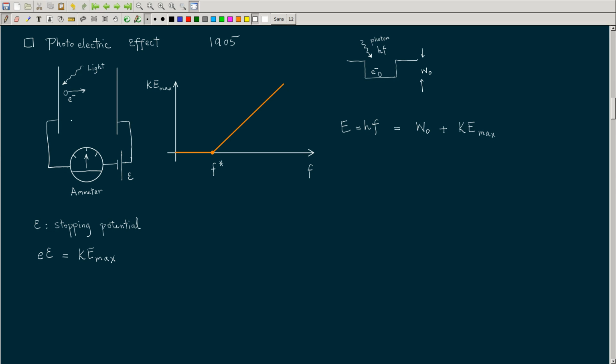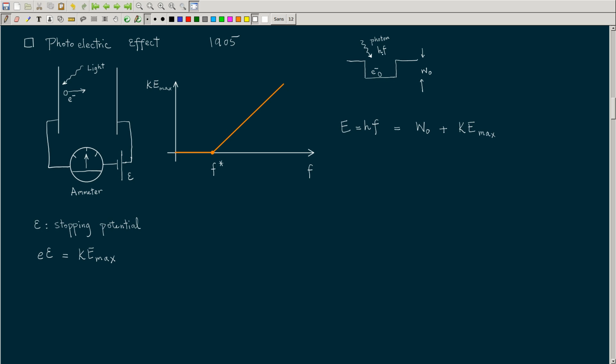Historically, people couldn't understand the photoelectric effect because when they shone light on a piece of metal, they saw electrons coming out, but only at a specific frequency. They found out that it depends on frequency, but not on intensity. If the frequency is lower than this f star, no electron comes out. But as long as you pass this critical frequency, electrons start coming out, and you will see a current in this system.